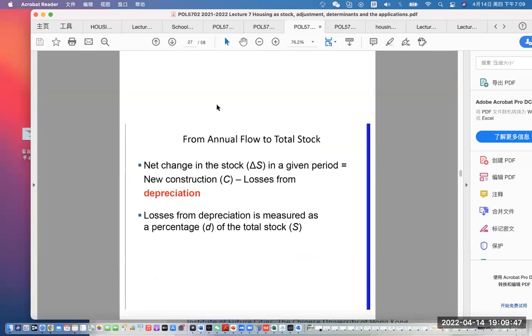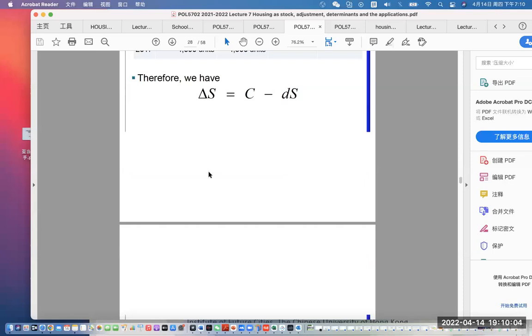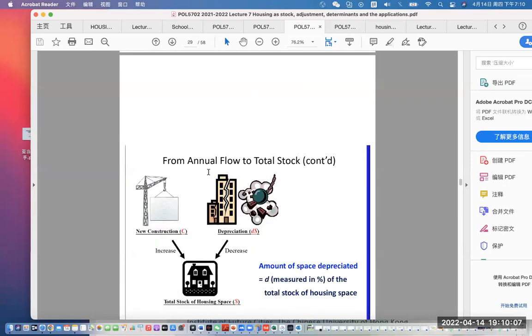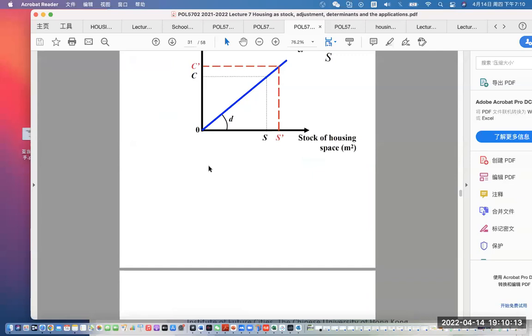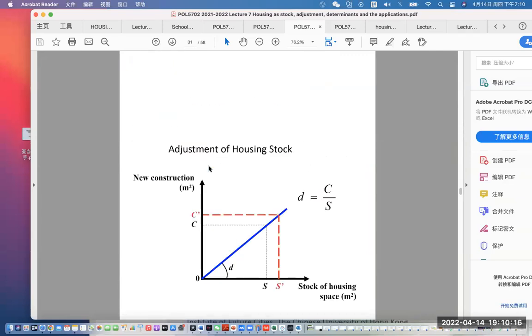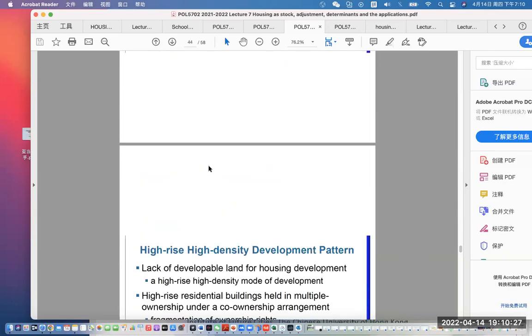And from the annual flow to the total stock, we would use the net change in the stock in a given period of time. And it would equal the new construction minus losses from depreciation. And from the annual flow to the total stock, delta S equals C minus dS, right? And how does it work from C? And what do you mean by the adjustment of the housing stock? It equals C divided by S. And how do you make the depreciation of the housing?